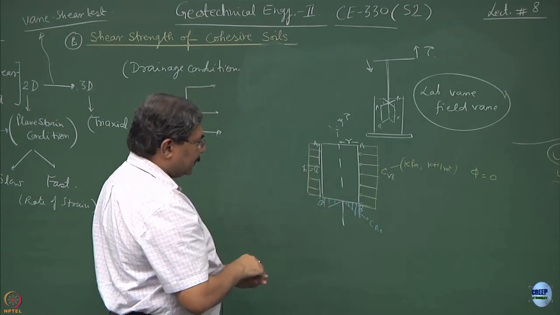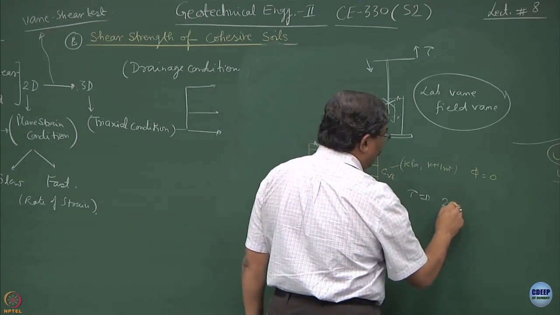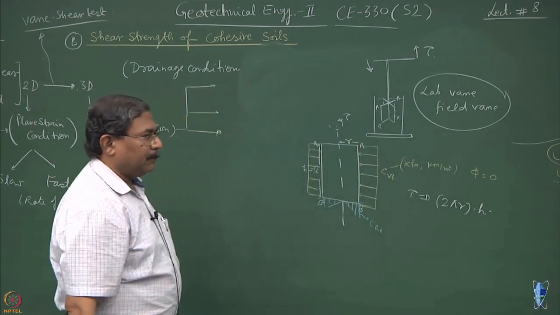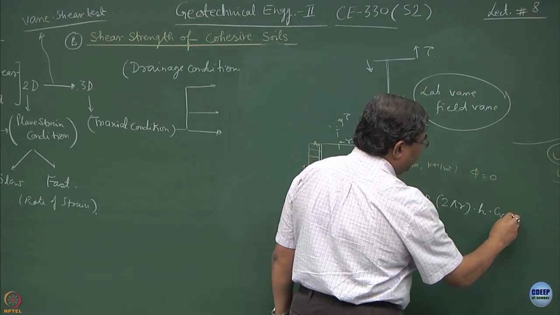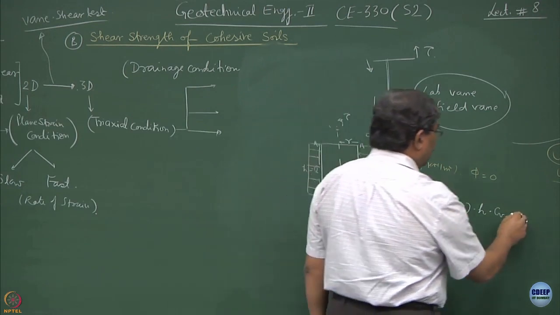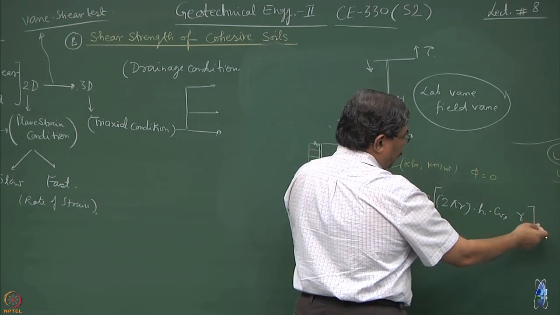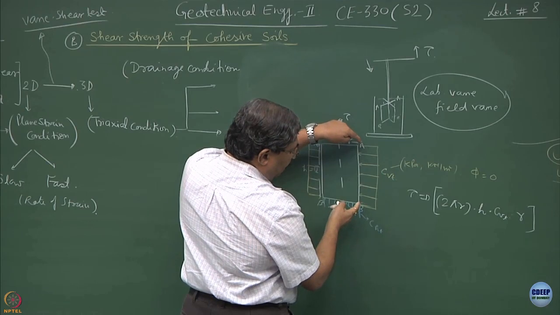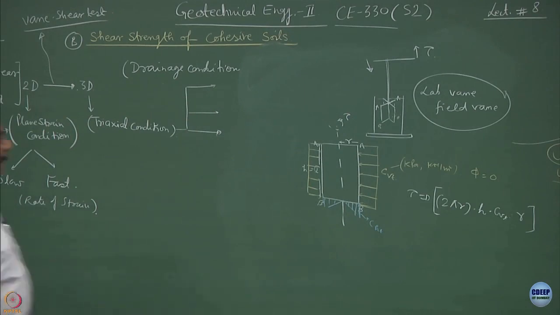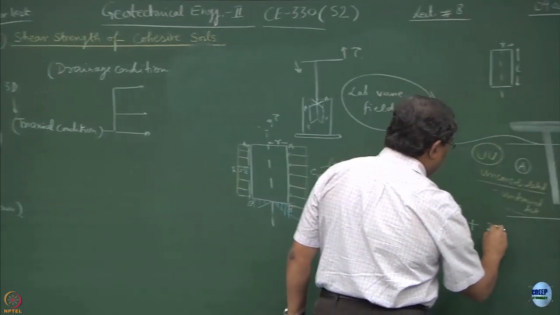I hope you can solve this problem very easily. You can obtain the total torque required would be 2 pi R into L or H, multiplied by CV. This is the force which is acting, multiplied by R. So, this is the component of the torque which is coming due to the mobilization of cohesion in the vertical plane, plus the horizontal plane. So, there are two terms.